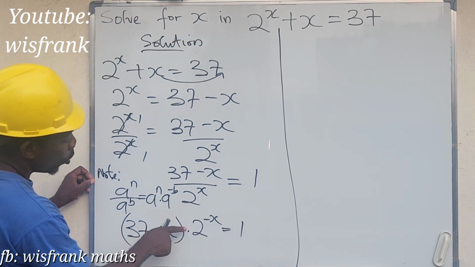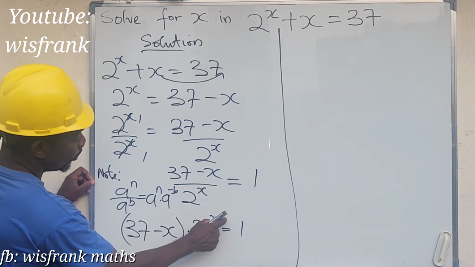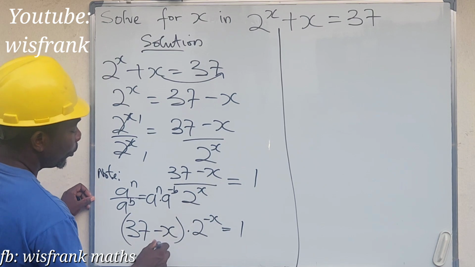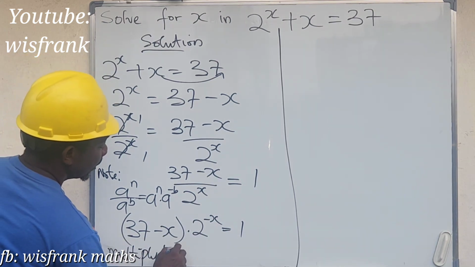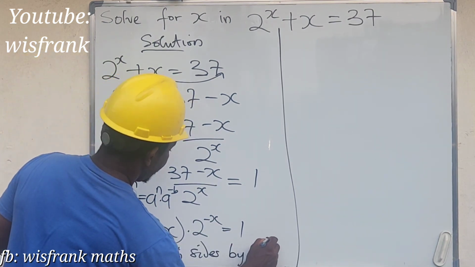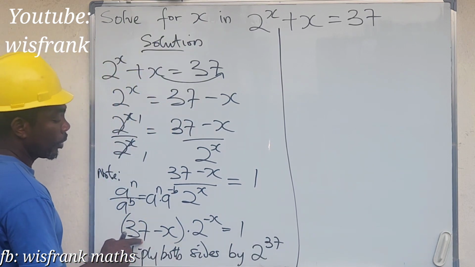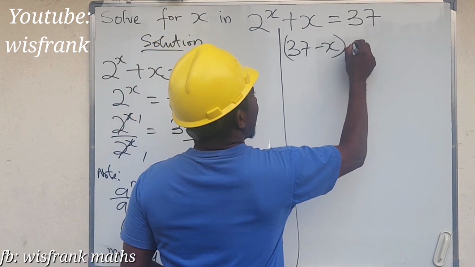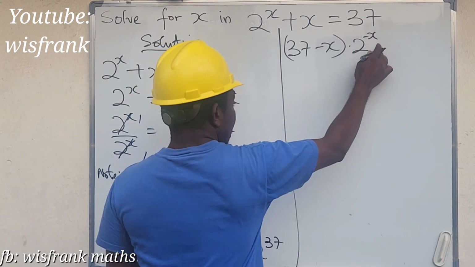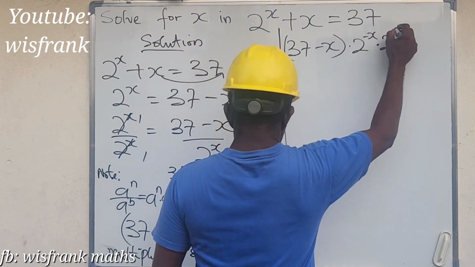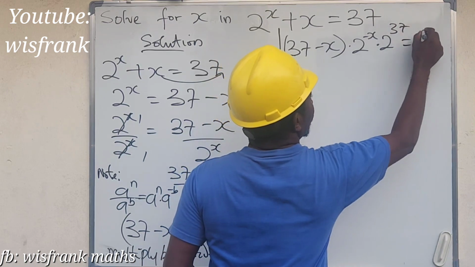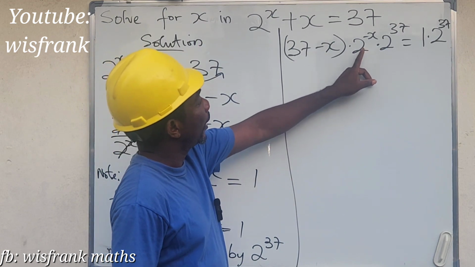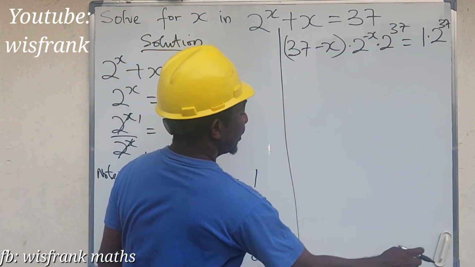What we want to do is make this power equal to what we have in the parentheses. So we are going to multiply both sides by 2^37. This is what we have: (37 minus x) times 2^(-x), then multiplied by 2^37, equals 1 times 2^37. What we do on the left-hand side is what we do on the right-hand side.